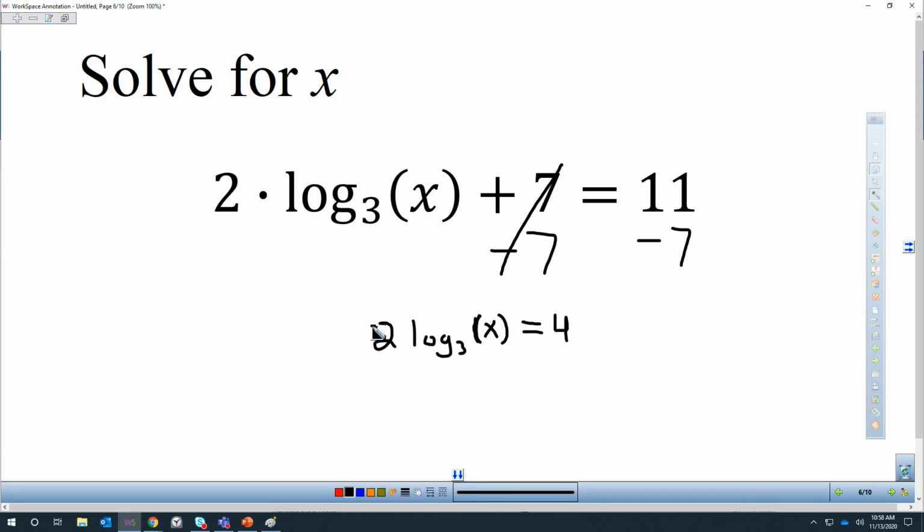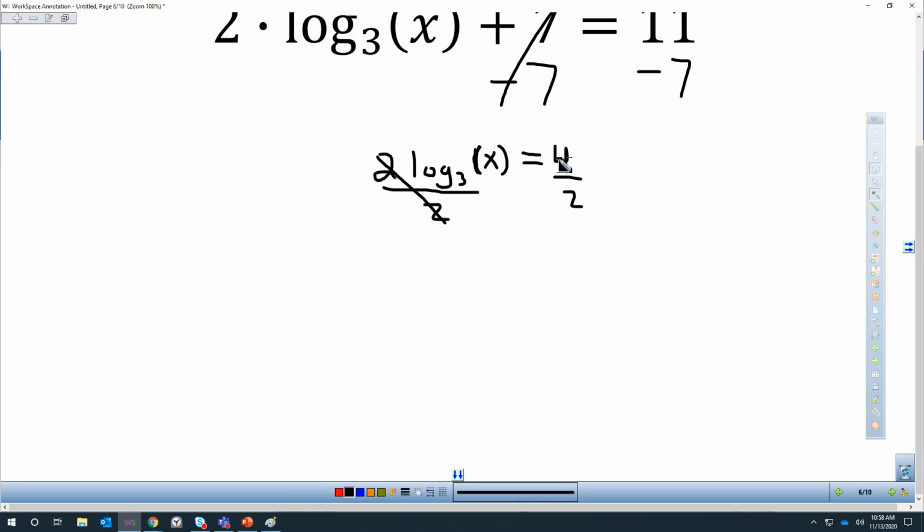Okay, now the next step, I want to get rid of this times 2. So I'm going to divide both sides by 2. And that will cancel over here, the times 2 and the divide by 2. And 4 divided by 2 will come out to be just a 2. And so that will equal log base 3 of x.